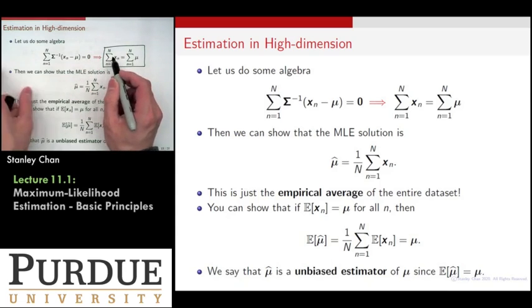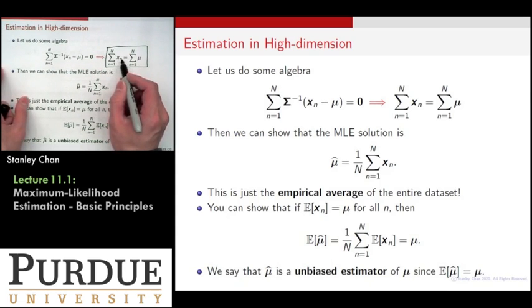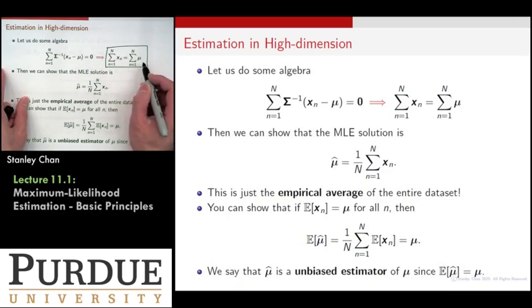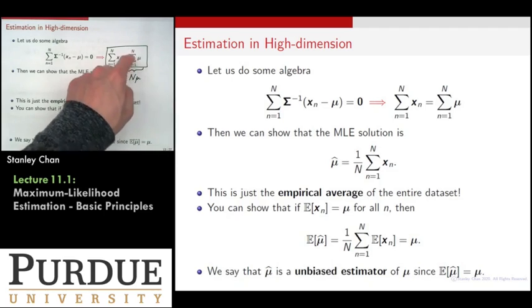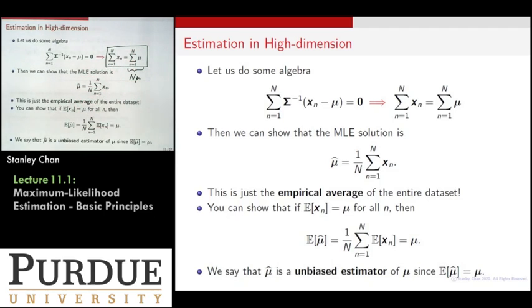The summation of all the data points xn will equal the summation of the mu, and this is nothing but just n times the mu. Right? Because all the mu's are the same for all these summations. So n times the mu, and therefore you have the solution of mu equals 1 over n times this summation of all the samples. Again, this is very easy.